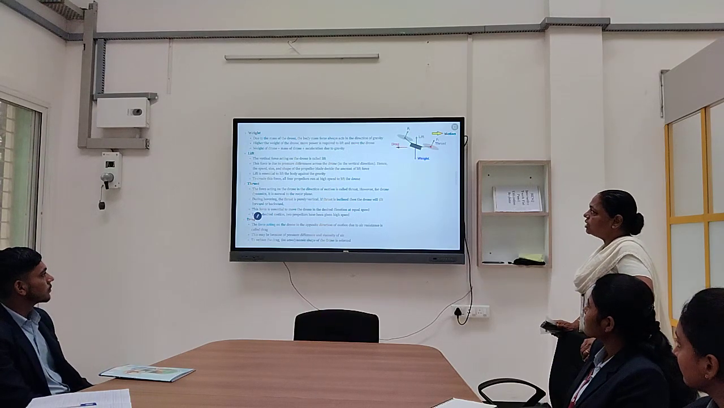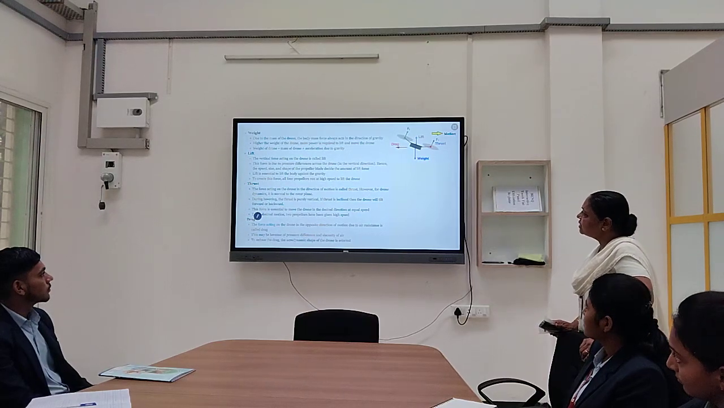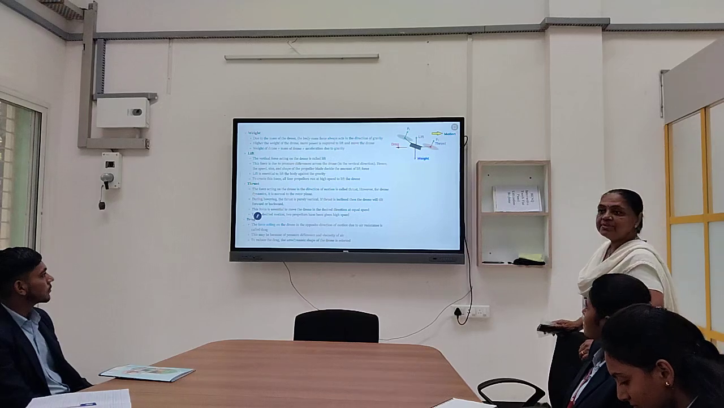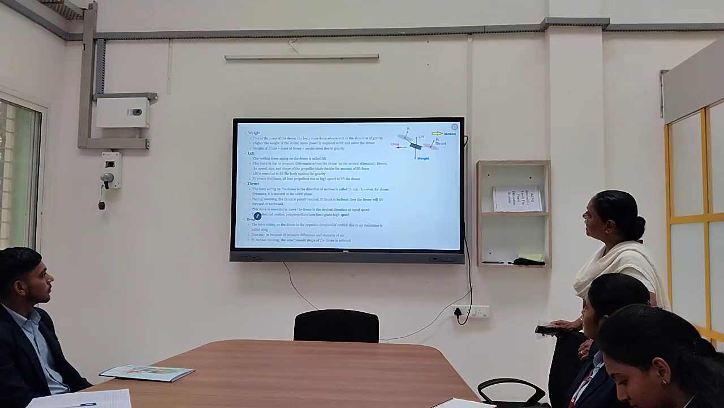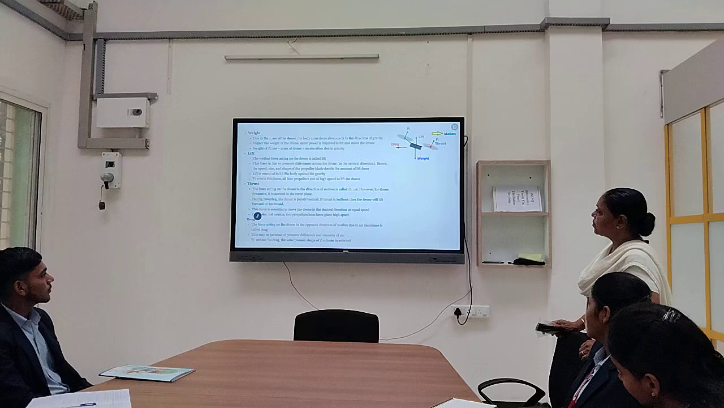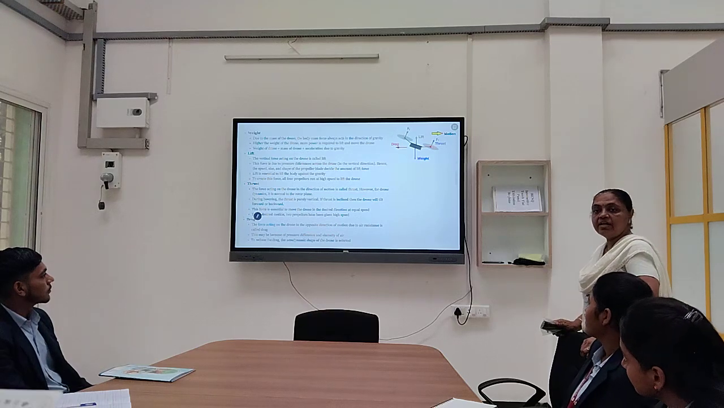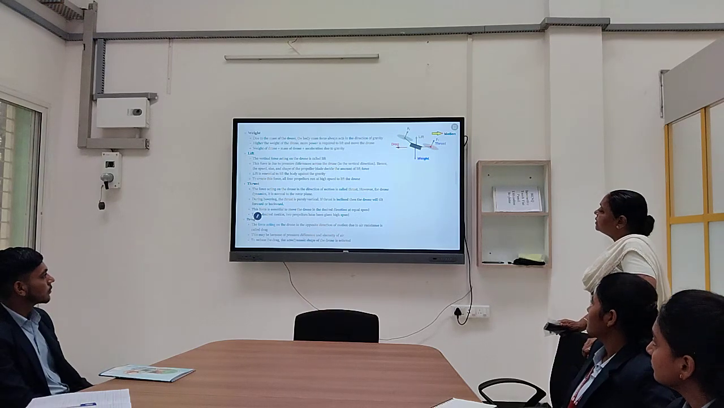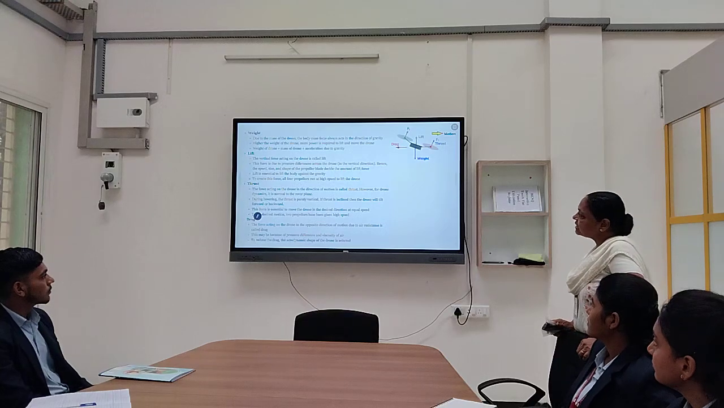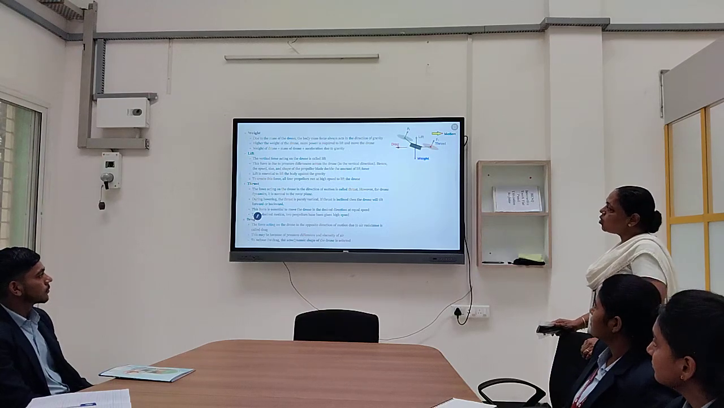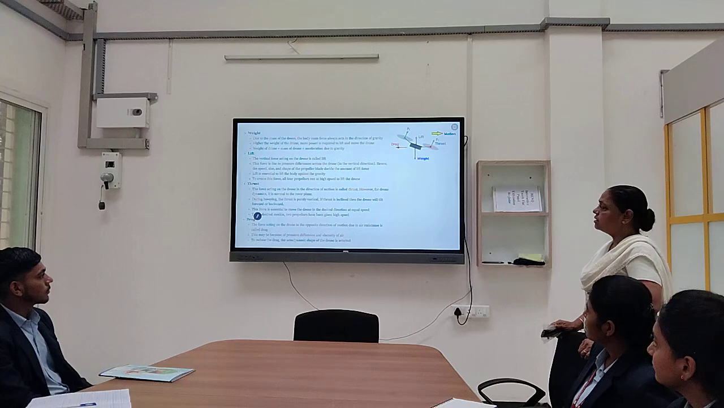Lift is essential to lift the body against gravity. Lift force is necessary to overcome that gravity force. To create this force, all four propellers run at high speed to lift the drone. Then thrust. The force acting on the drone in the direction of motion is called thrust.